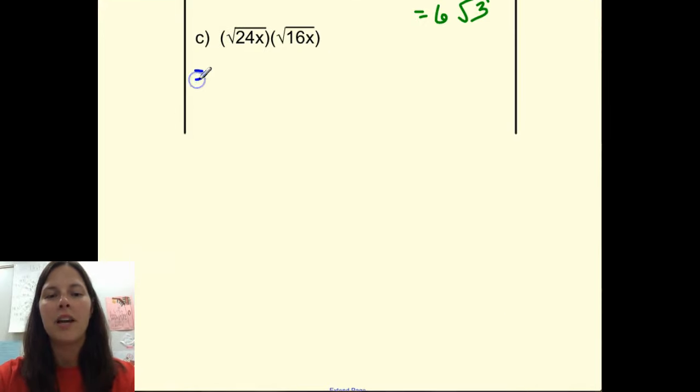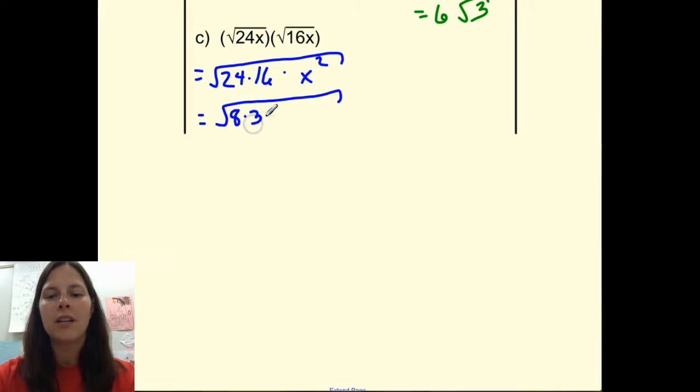This last example, I'm again going to put them together under one radical. I'm going to put the numbers next to each other, and I'll multiply the variables together. In this case, 16 does not go into 24, but they do have a factor in common. 8 goes into both of them. So I'm going to split up 24 as 8 times 3. 16 is 8 times 2. And then I can reorganize.